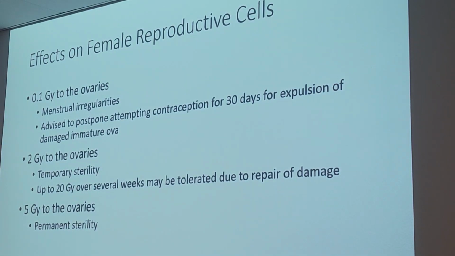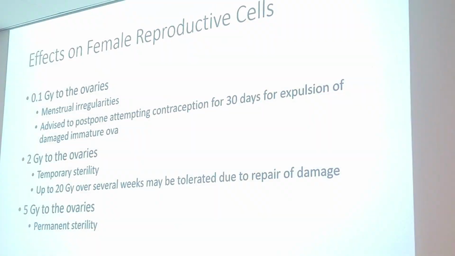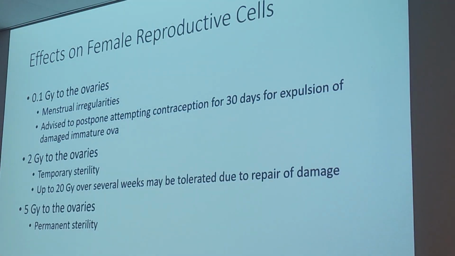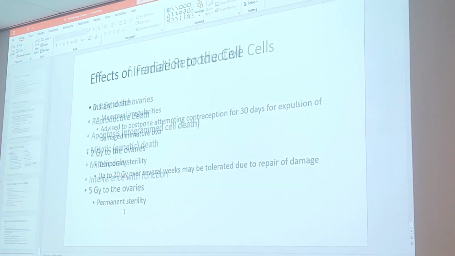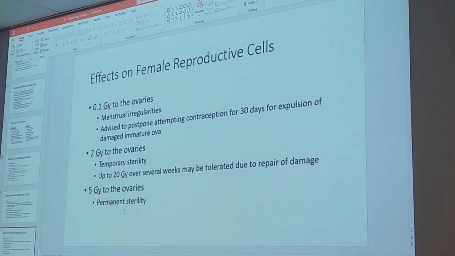And just like with males, 5 grays is permanent sterility. Fractionation. Remember that word. All right, fractionation.